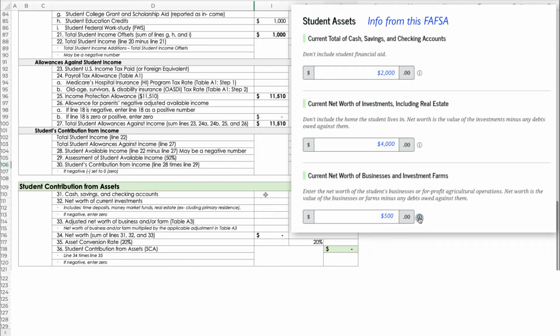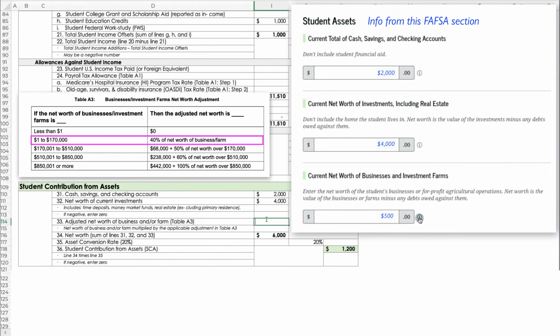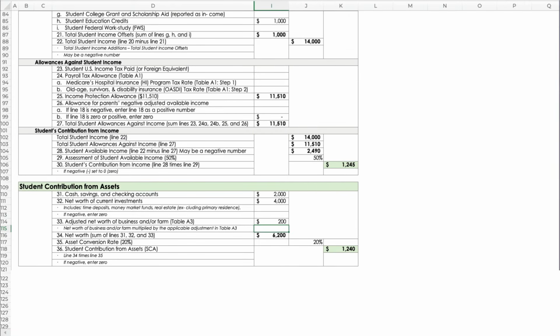Finally, let's take a look at the student's assets. The student has $2,000 in cash, checking, and savings, and $4,000 in net current investments. Similarly to the parents, if the student has $500 in net worth from a small business, it is referenced in Table A3, and 40% of it is used for our calculation, which comes to $200. This brings the total student net worth to $6,200. 20% of that amount is factored towards the SAI calculation, bringing the student contribution from assets to $1,240.